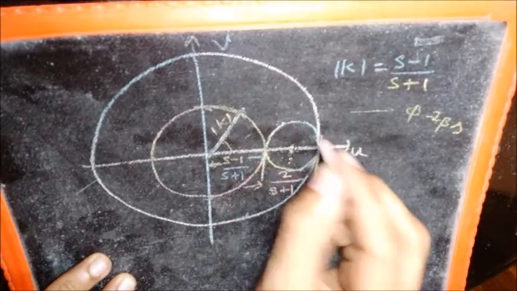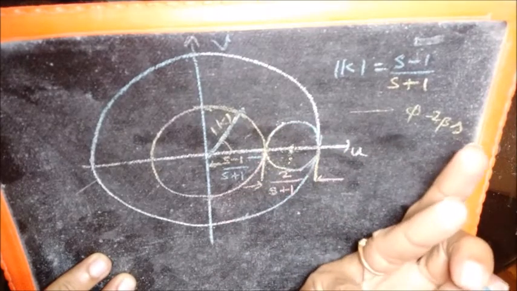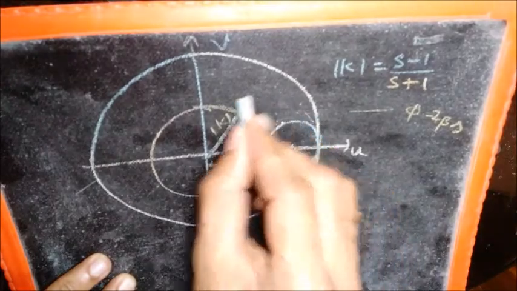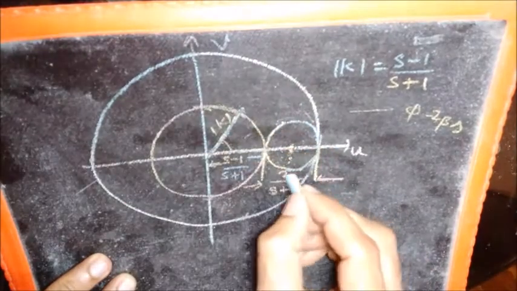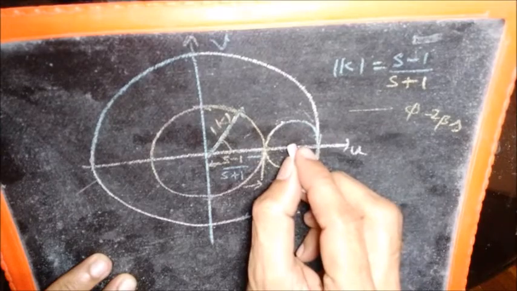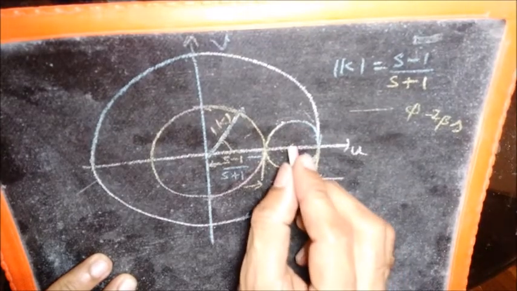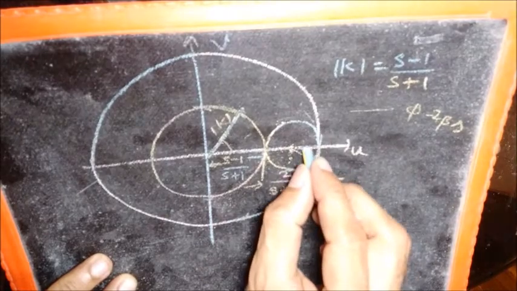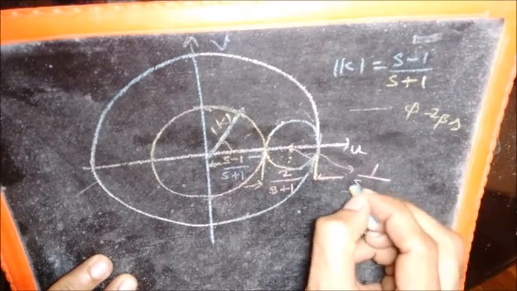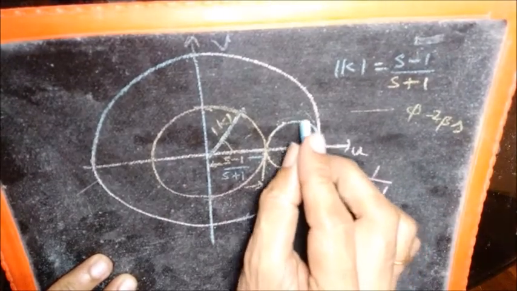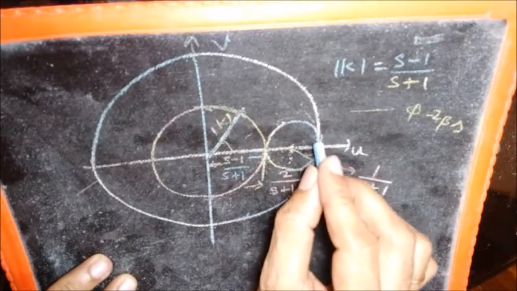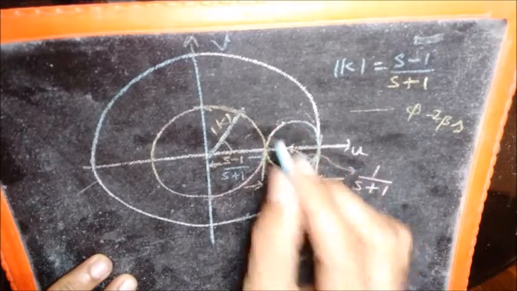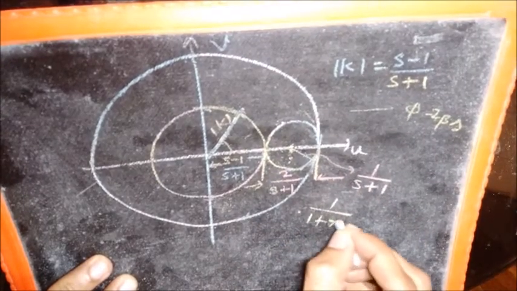Now this circle will correspond to some RA in the Smith chart, because you know that the constant RA circles are like this. This circle, which has a radius equal to 1 by S plus 1, or diameter equal to 1 by S plus 1, will correspond to some RA. And for a given RA, the radius of the circle is 1 by 1 plus RA.